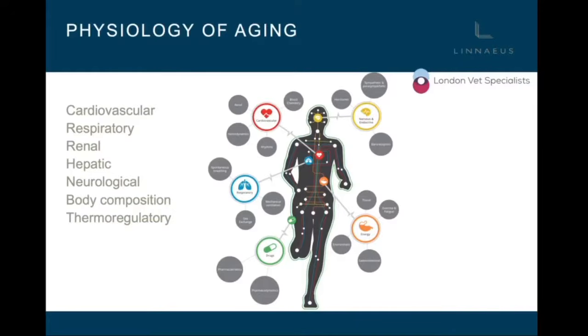So let's go through what happens to the body as it ages, so that we can understand what problems that animal is likely to encounter under anaesthesia and what we can do to help them. We'll run through the main body systems one by one.